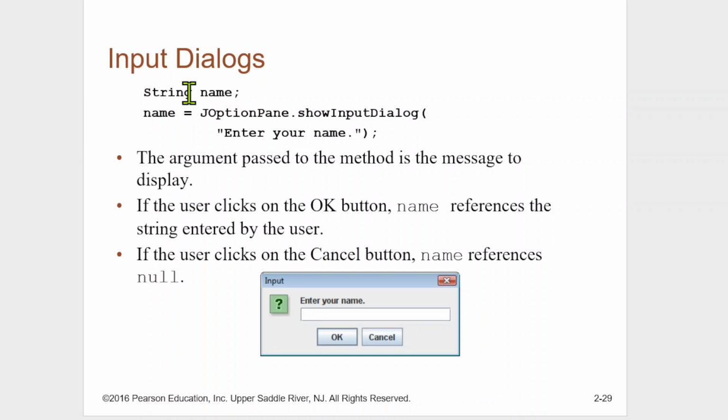So String name, let's take a look at this. We give it a String name, because we're going to be asking for something, so we have to have a place to put what we're asking for. Then we say name equals, just like we're assigning a value to it. JOptionPane.showInputDialog, and I just say "Enter your name." So this is what comes up here. This is where your enter name comes in. The argument is passed to the method. If the user clicks the OK button, name references the string entered. If the user clicks the Cancel button, name now has the value of null. Okay.